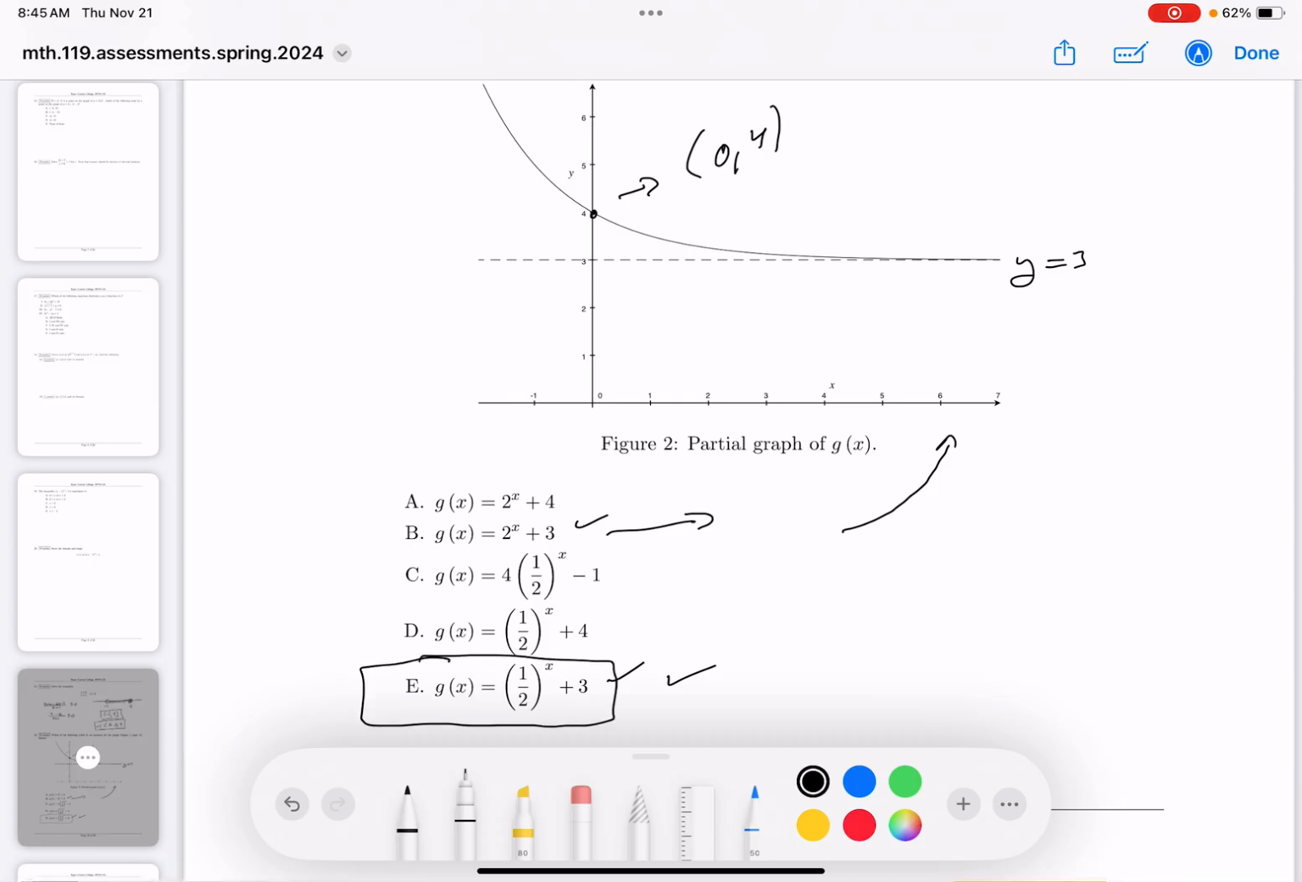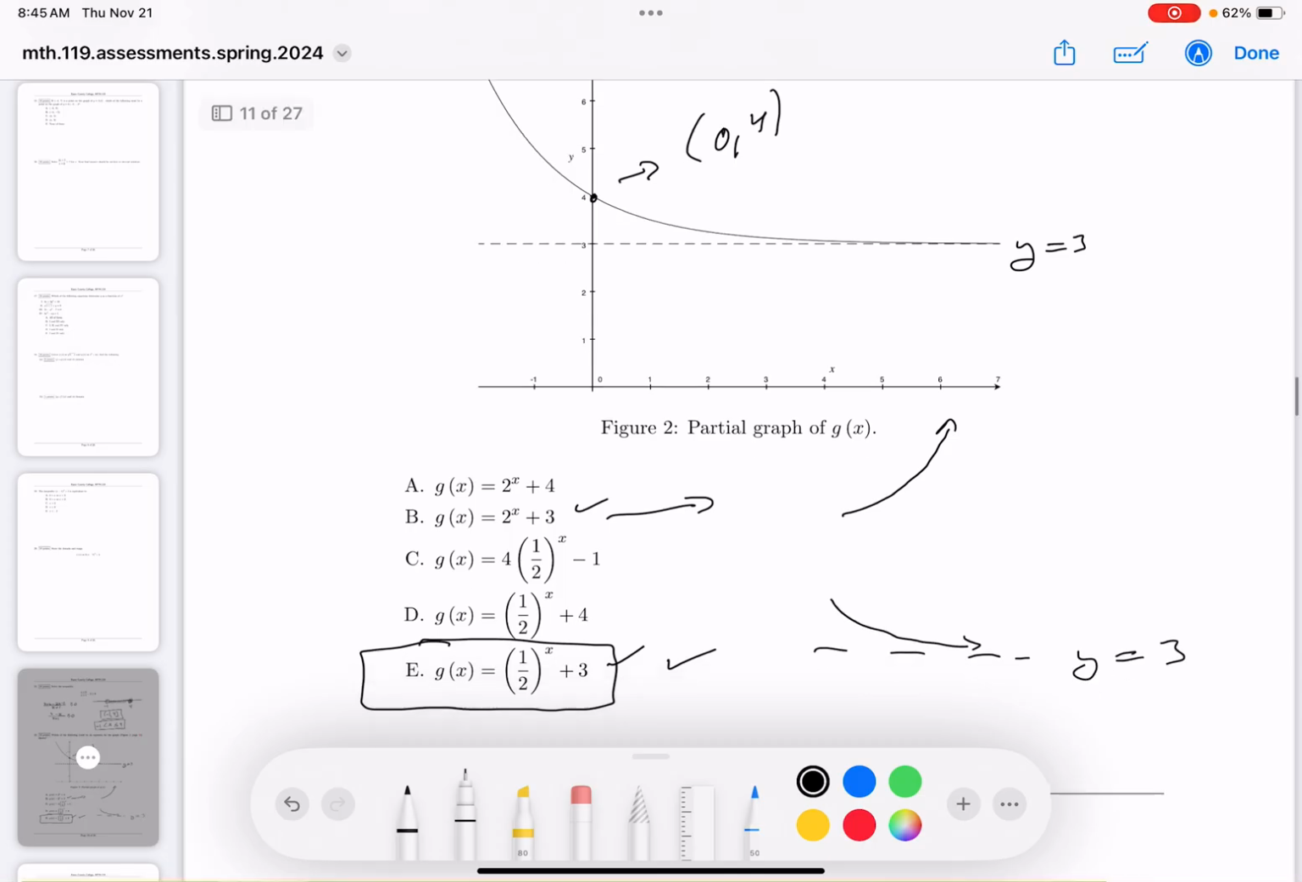So this is the answer over here. The answer is A. Again, it's exponential. This is 1/2. It's a falling curve like this over here. It's asymptotic with y equals 3. All right, that's letter A. Let's go to the next one.